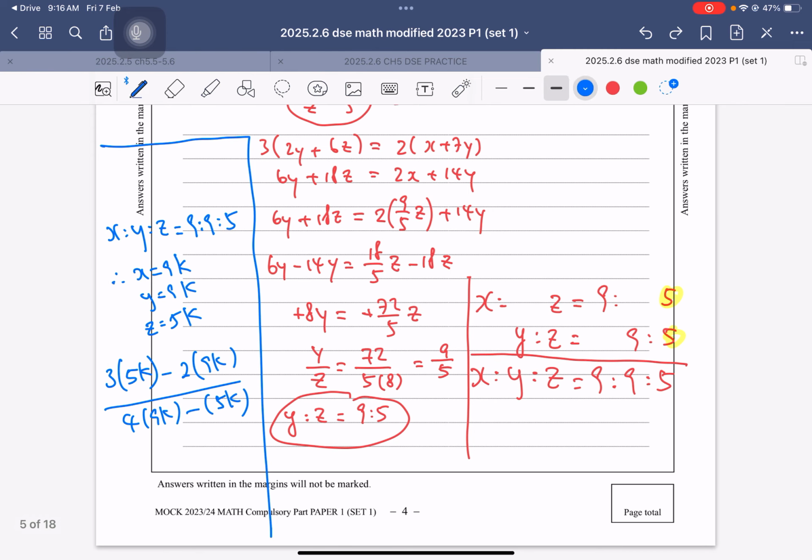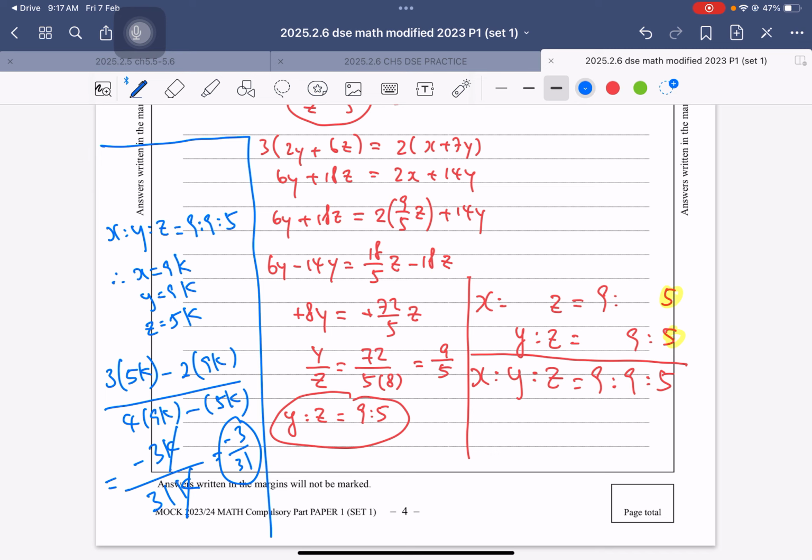So now I can just simplify it. So I have 15k minus 18k, giving you negative 3k, divided by 31k. Then now you can take out the k. So the answer should be negative 3 over 31. Okay? Just use this method, it's okay. But remember to write down the k.